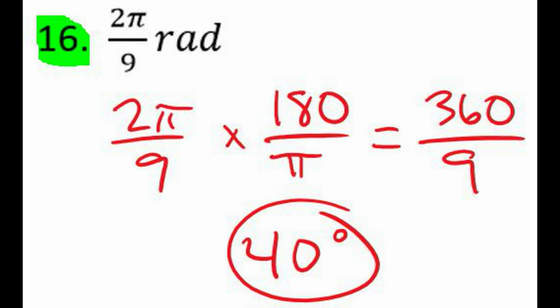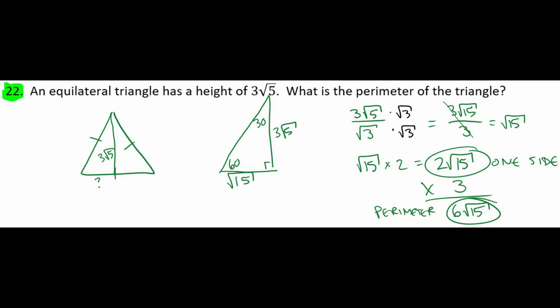Okay. Number 17 through 19, those are all review. Look at worksheet 2A for those formulas, so that shouldn't be too new of a thing. And then let's talk about number 22. It says we have an equilateral triangle and it has a height of 3 times root 5. So remember, just like on worksheet 2A, we have some 30, 60, 90 stuff going on.